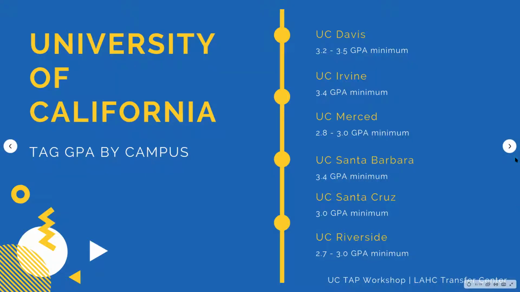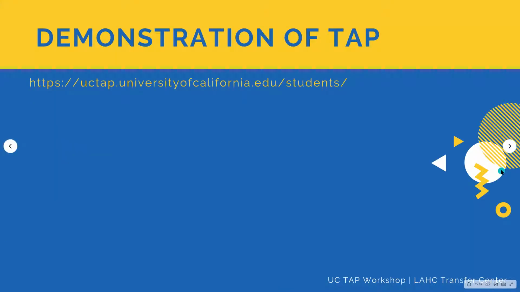Now the rules for TAG vary by major and by campus. So that's why you want to make sure that you have the opportunity to meet with a counselor. I'm glad to meet with you just to go over what campus would be the best one for you to tag. And we'll also do a little demo really quickly of TAP. So I'm just going to show you how it looks really quickly. Give me one moment.